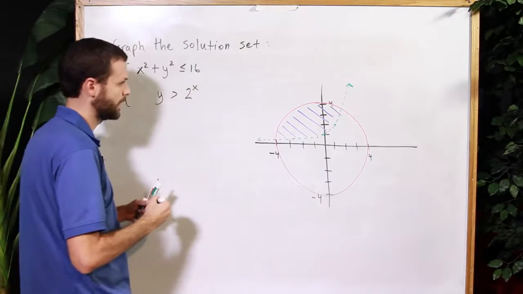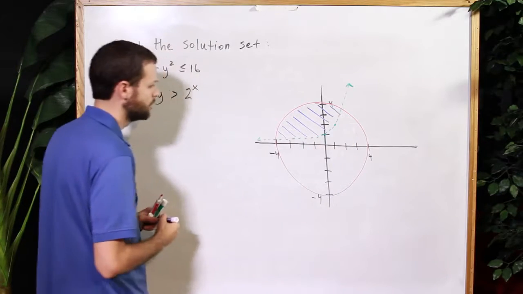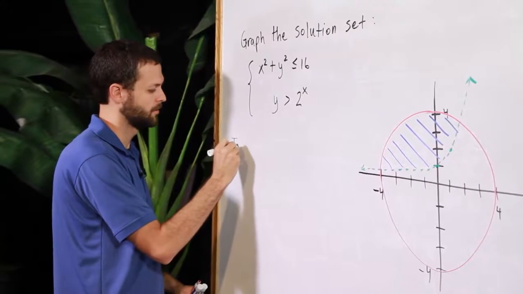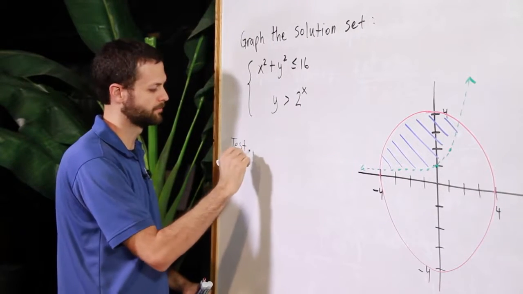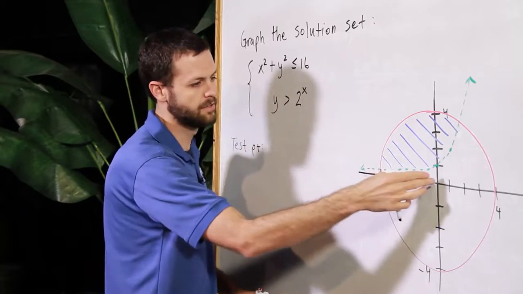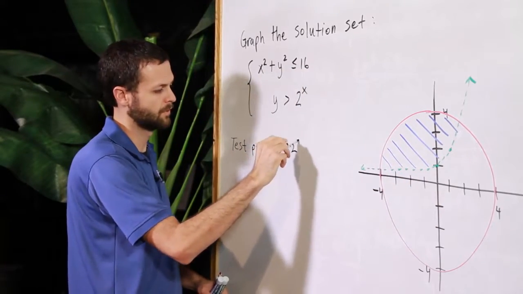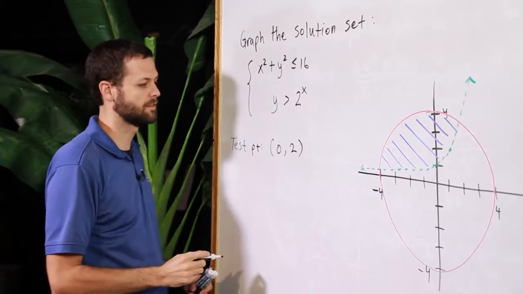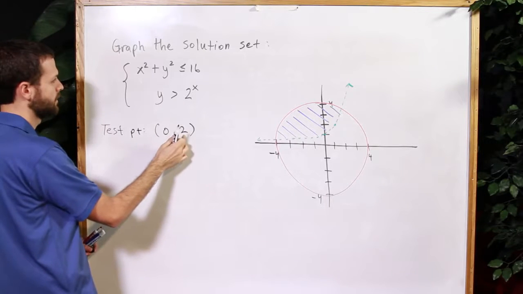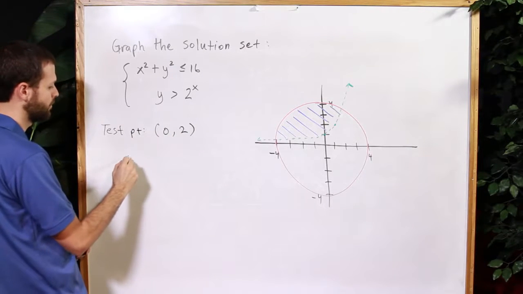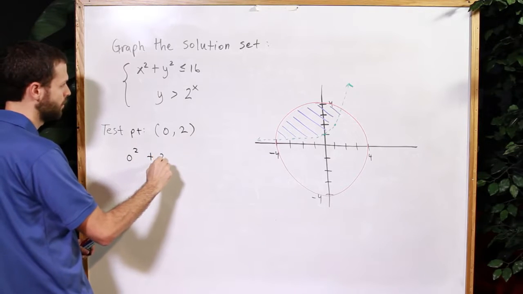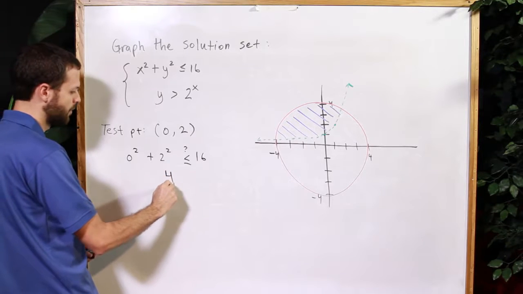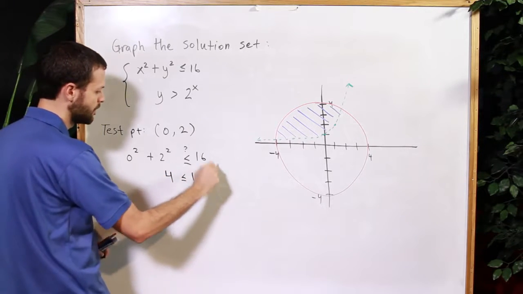We can, of course, test that we have the correct solution set because we can pick a test point. Let's do that, just to verify. Any test point will do. Let's say 0, 2. What I'm going to do is verify that this test point satisfies both of these inequalities. So I'll just plug a 0 wherever I see an x and a 2 wherever I see a y. So in the first inequality, we have 0 squared plus 2 squared. And I want to see if this is less than or equal to 16. Well, clearly, I get 4, and that is less than or equal to 16, so that works.